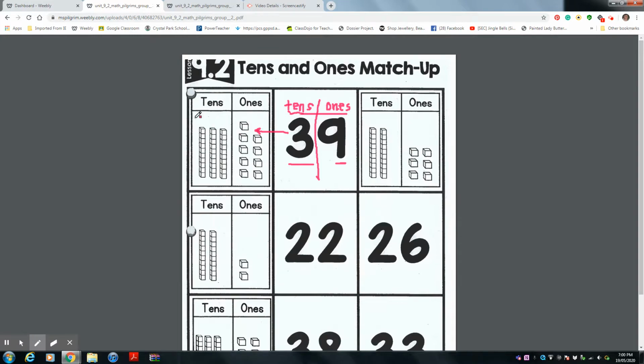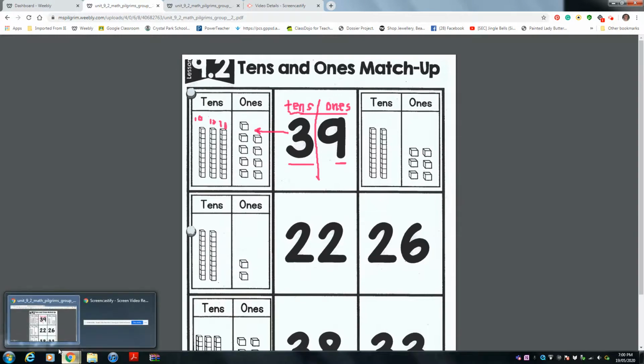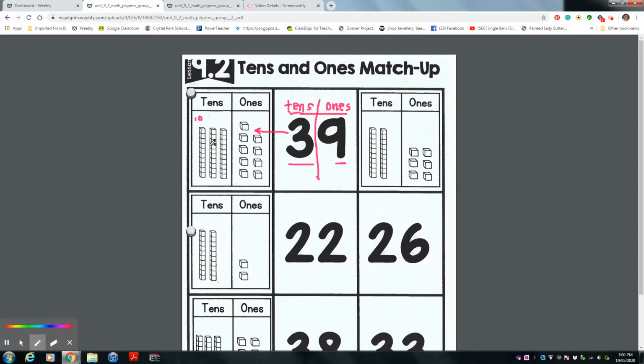I have 3 groups of 10: 10, 10, and 10. 3 groups of 10. 1, 2, 3. So there's my 3 groups of 10, that's the tens place. And the second number is in the ones place, and here's my 9 ones. So 39, okay? Make sure you cut all these out and the ones in the last sheet out.